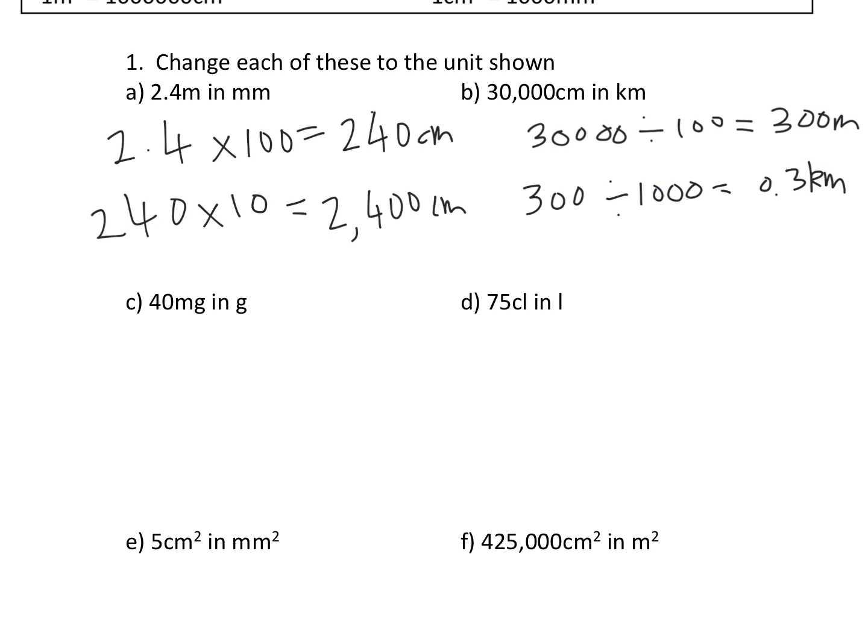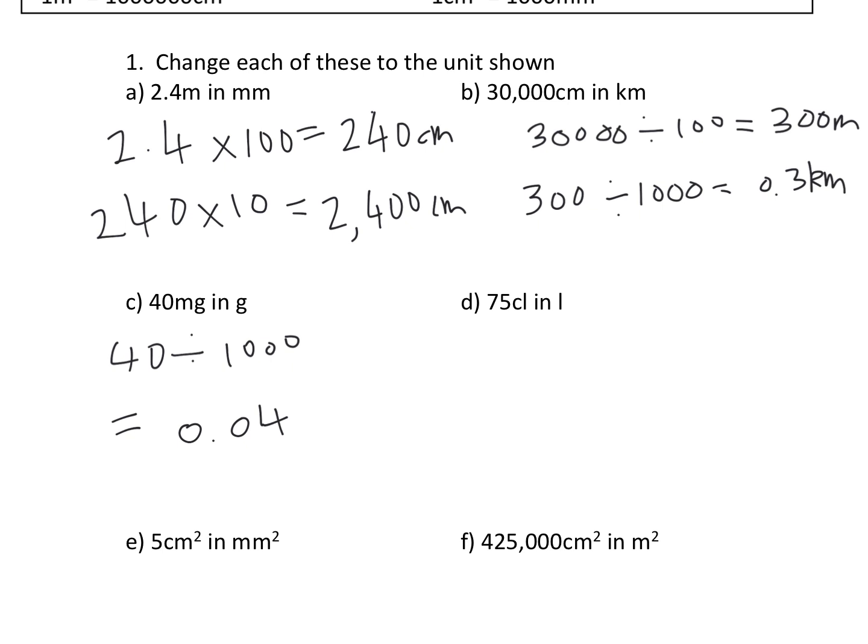Okay, 40 milligrams to grams. 1,000 milligrams make a gram. So we've got to divide that by 1,000, and we get 0.04.